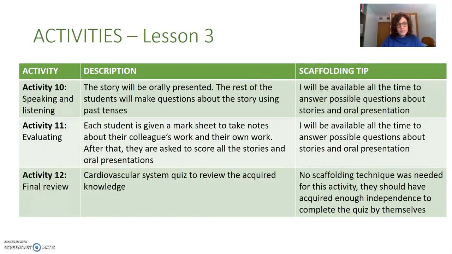In the last lesson, we will start with a speaking and listening activity. The story will be orally presented, also in pairs. And the rest of the students will ask questions about the story using past tenses. They are supposed to know how to form past tense questions, but still I will be available to be asked.